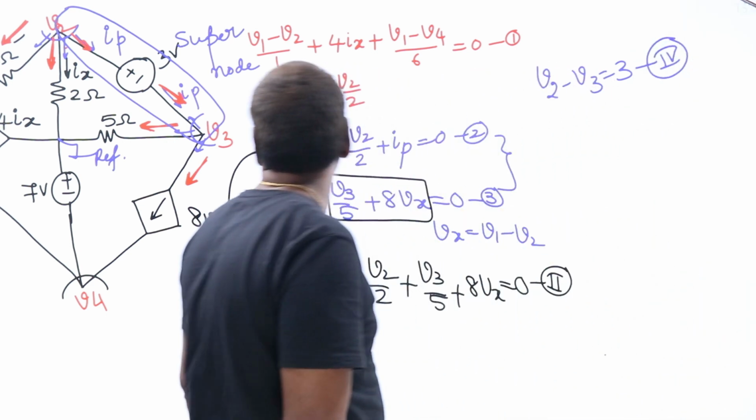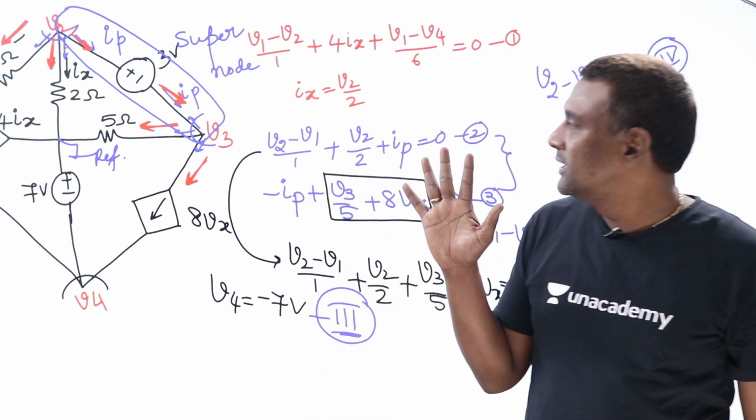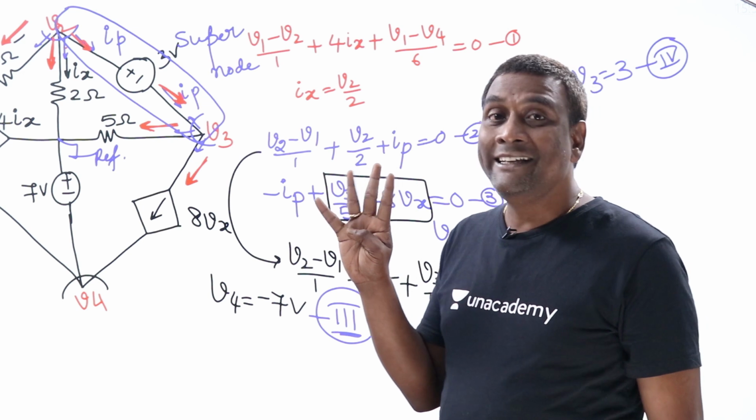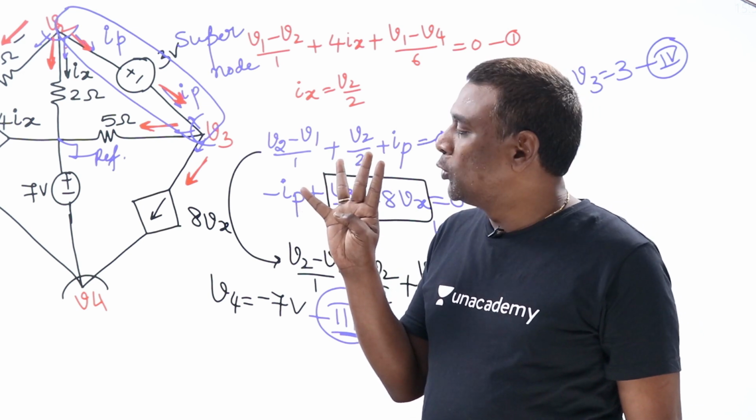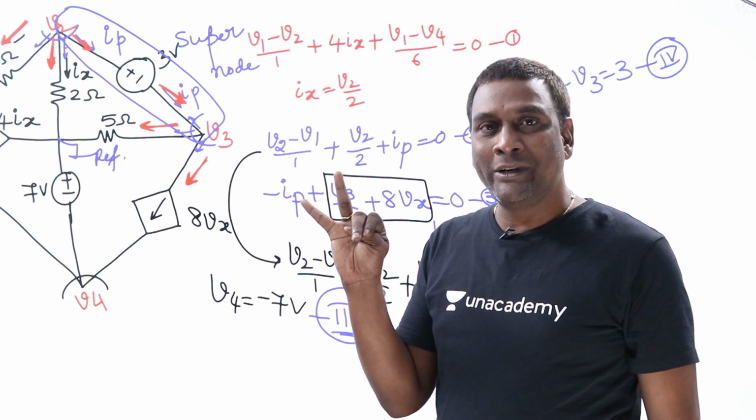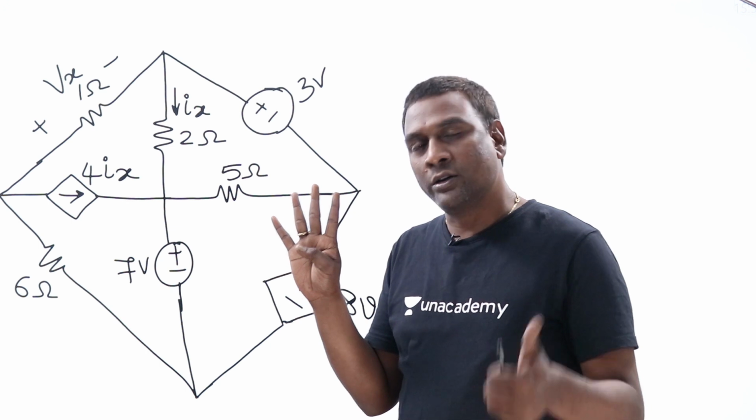Now, take this. In this, what happened? Again, 5 nodes are there. Out of 5 nodes, 1 node goes as a reference node. Out of 4 equations required, 2 voltage sources are there. So two are going to be relations. Is it fine? Okay, fine.